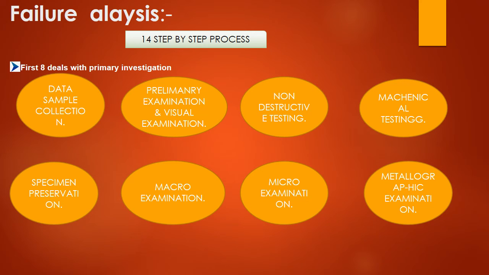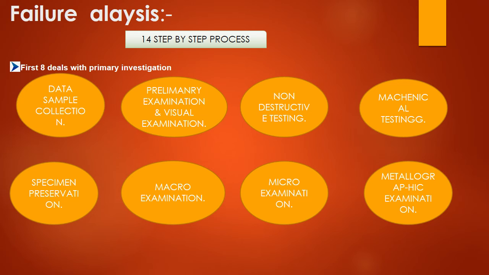Failure analysis. It is done on the basis of a 14 step-by-step process. The first 8 deal with the primary investigation, starting with data and sample collection. In this, a sample of the material is collected, followed by preliminary examination and visual inspection. Visual inspection before cleaning is necessary. Non-destructive test. This test can also aid in assessing the quality of the material. Mechanical testing. The hardness test can be used to evaluate the heat treatment of the material.